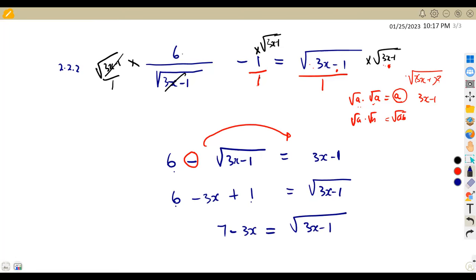So we can remove this single square root by squaring both sides. Remember that when you square a square root, you're actually removing the square root. So if we square both sides, that means this and this will cancel, and we are going to remain with 3x minus 1. So for 7 minus 3x, you can use that identity.